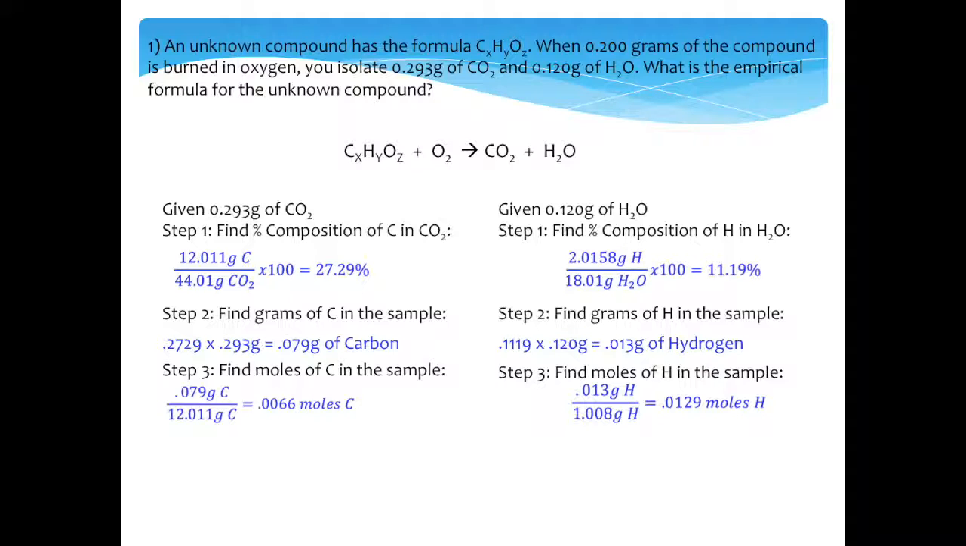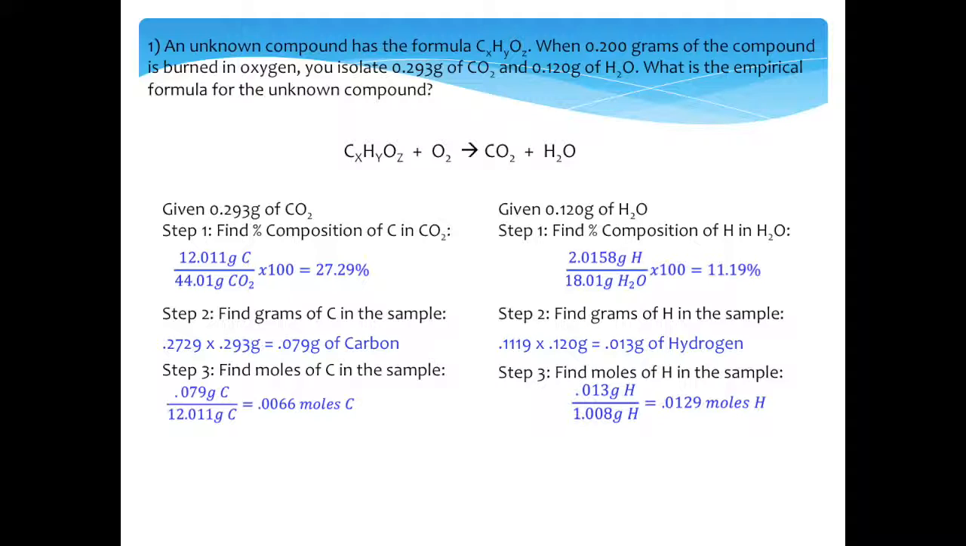To do this, we would find the percent composition of carbon in CO2. So we would divide 12.011 grams of carbon, which is equivalent to 1 mole of carbon, by 44.01 grams of CO2, which is also equivalent to 1 mole of CO2, and then we would multiply by 100, which would give us 27.29%. Then we would use this value to find the grams of C in the sample. So we do 0.2729 times 0.293 grams, which would give us 0.079 grams of carbon.